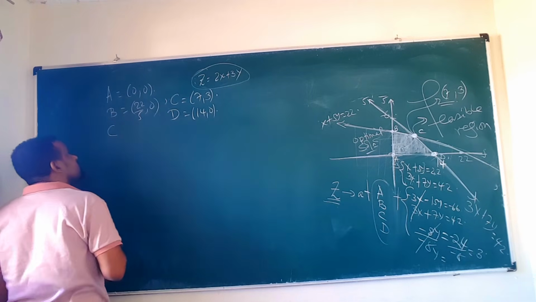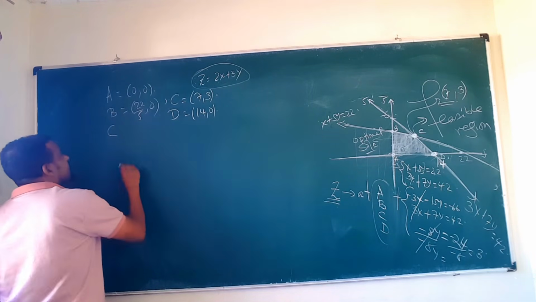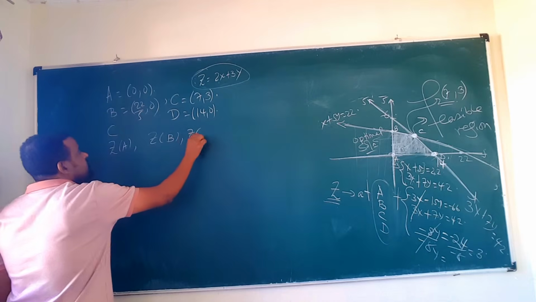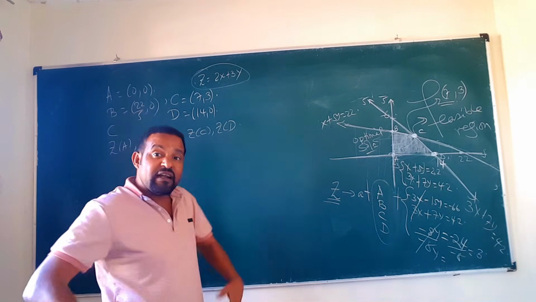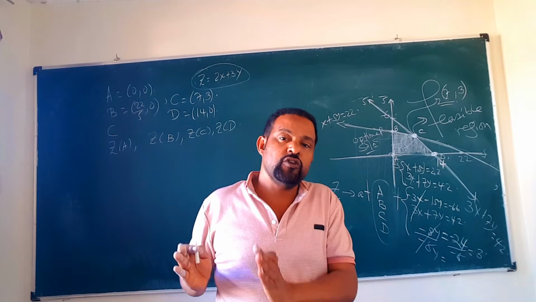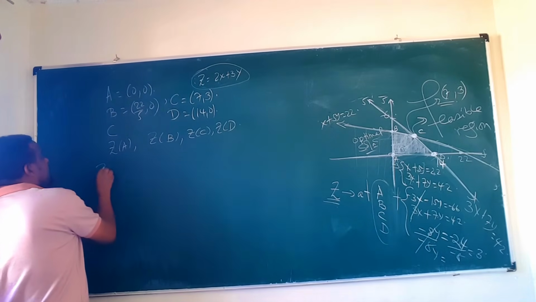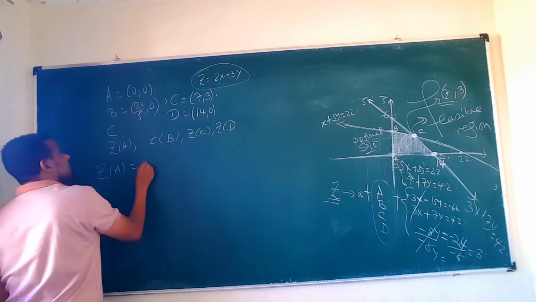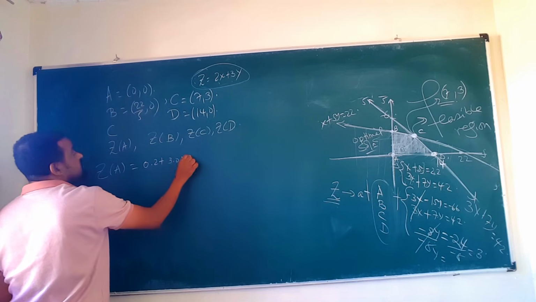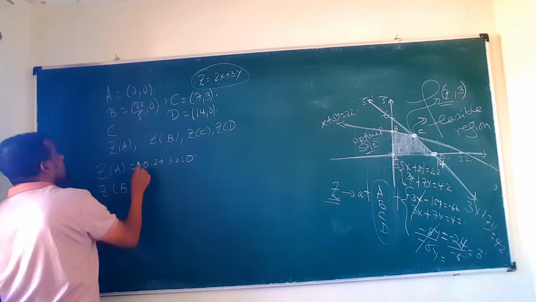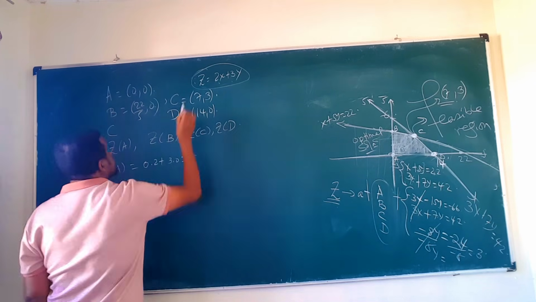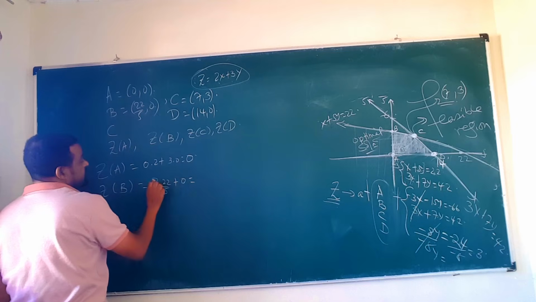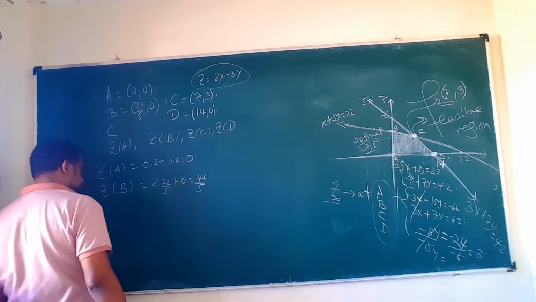We substitute these four corners into z, because the function to be optimized is z = 2x + 3y. We calculate z of A, z of B, z of C and z of D; the largest is the maximum value and the smallest is the minimum value. z of A at (0, 0) is 2 times 0 plus 3 times 0, which is 0. z of B at (22/5, 0) is 2 times 22/5 plus 3 times 0, which is 44/5.